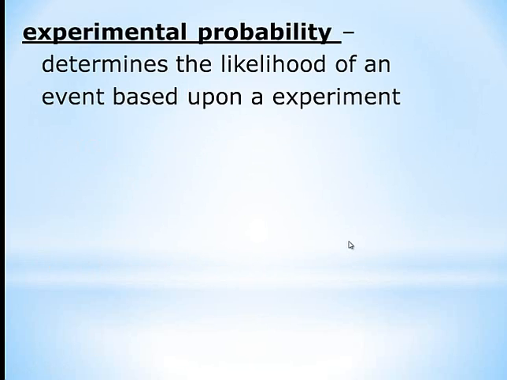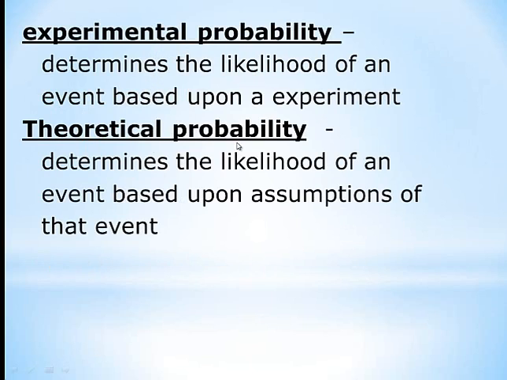Alright, so today we're going to talk about the two different types of probability. We have experimental probability and theoretical probability. Experimental probability is the likelihood of an event happening based upon an experiment. Like, what's the probability of getting a heads? Do the actual flipping of the coin 50 times.